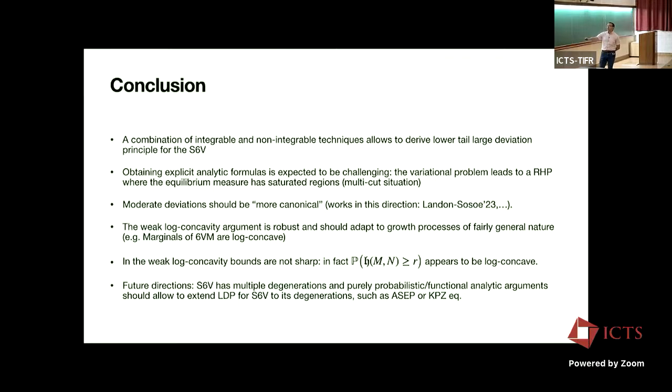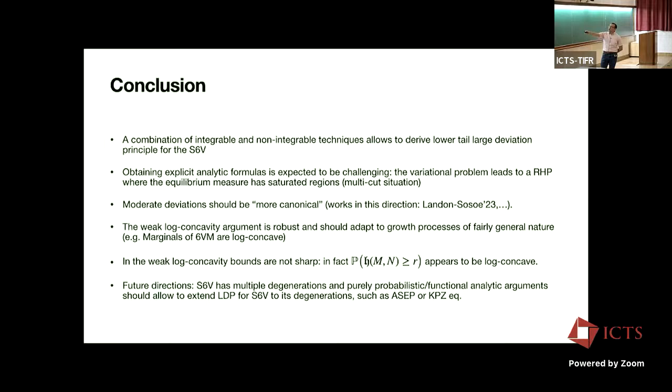So actually obtaining explicit formulas should be challenging, because Riemann-Hilbert analysis of this problem shows that what is known as the equilibrium measure might be a multi-cut situation, might have a saturated region, which makes the analysis difficult. Probably we need to invoke some deep knowledge of elliptic functions. Should be challenging, but certainly it is something to think about.